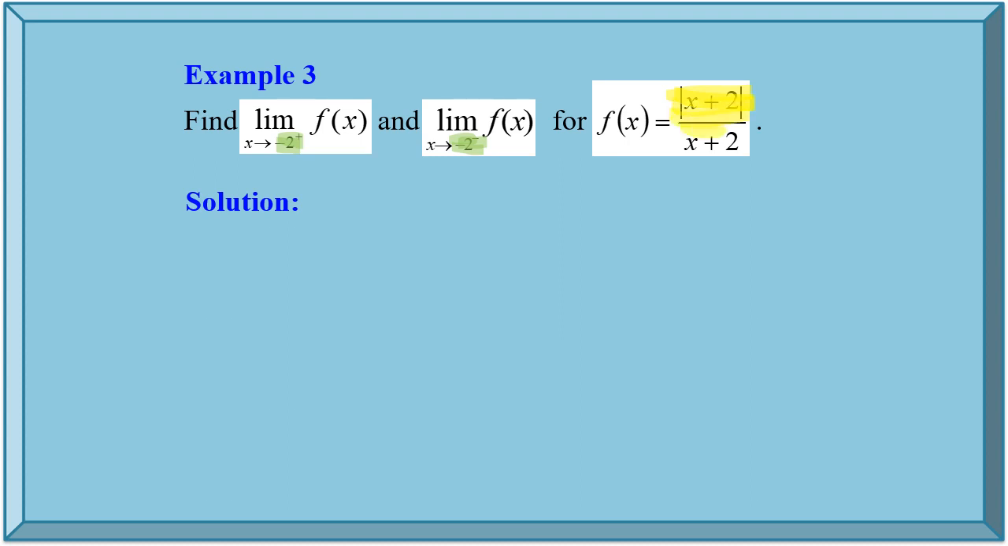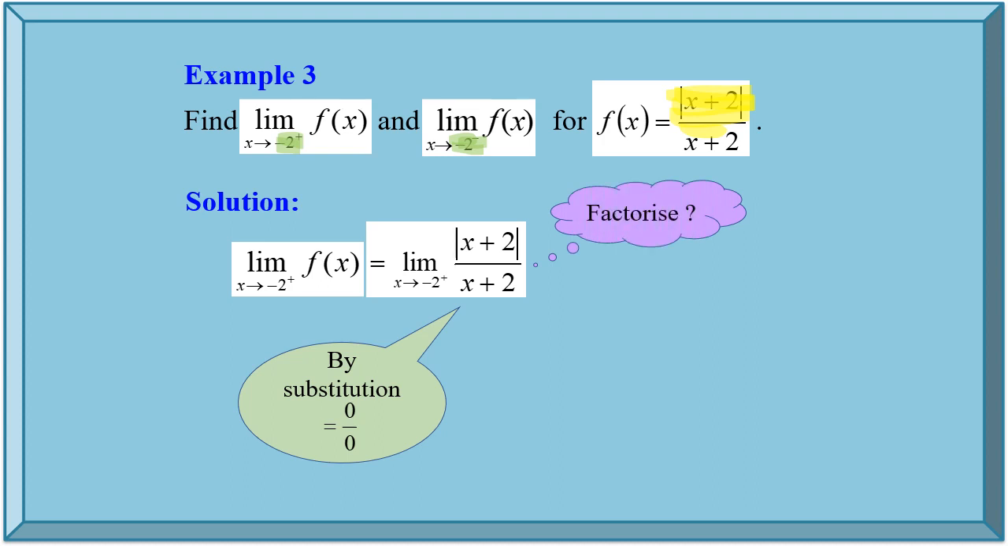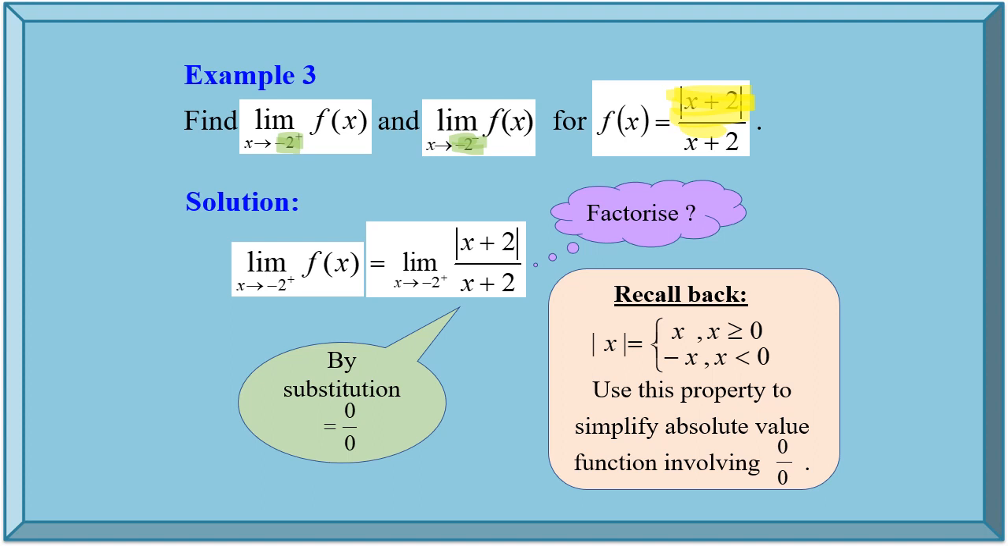Okay, first of all, to make it easier, you have to define the function first, into a piecewise function, because it consists of absolute value notation. We can see the solution below. For the limit of f(x) as x approaches negative 2, if you use substitution, we directly get 0 over 0. So we need to factorize. But how to factorize? That's why we need to recall the absolute function.